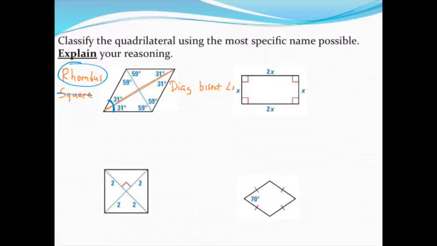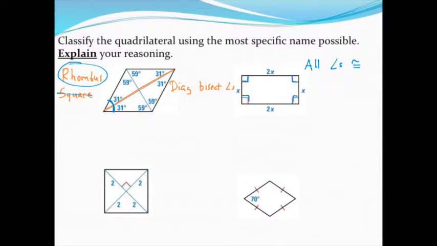Let's try the second one. Again, take a look and see what clues the diagram is giving you. This time what I'm noticing is I have 4 right angles. Okay, so I'm going to write down my clue first. I've got 4 right angles, or I could say all angles are congruent. Both of those things kind of mean the same thing. So all angles congruent, or all angles are right angles.